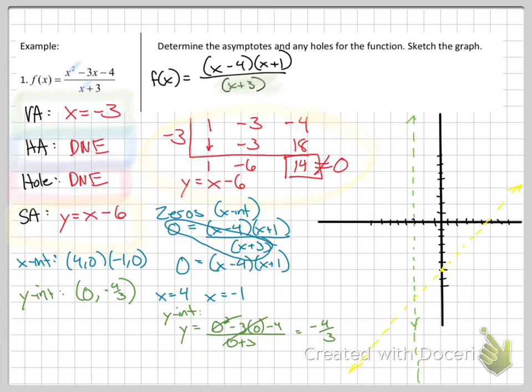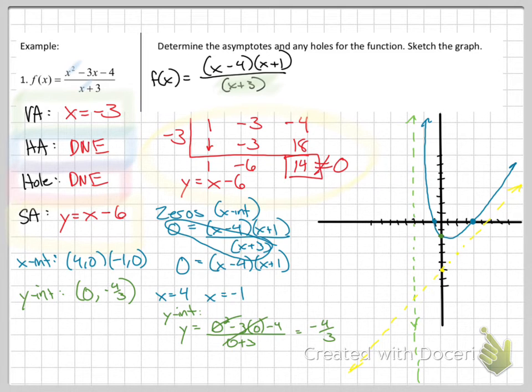So (4, 0): 1, 2, 3, 4, 0, that's a point. So it has to be in that quadrant. (-1, 0) happens to be in the same quadrant, so not so helpful, but that's enough to sketch it in. It hugs the asymptotes and keeps going. So that's one of my quadrants. Then (0, -4/3) happens to land in the same quadrant. So I still need to check something on the left of the green.